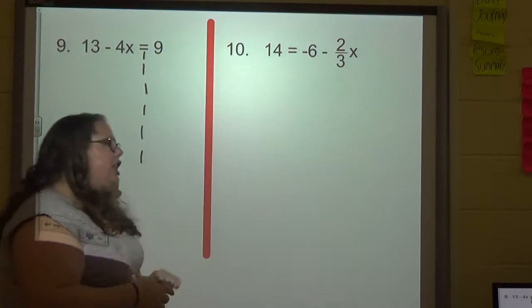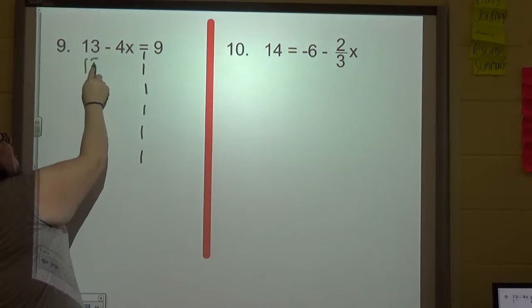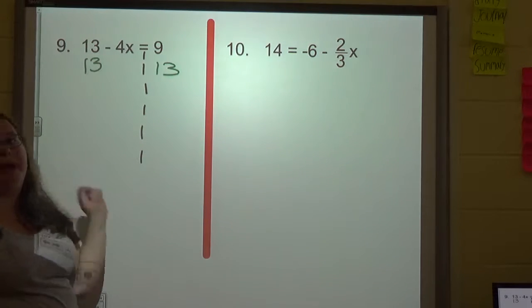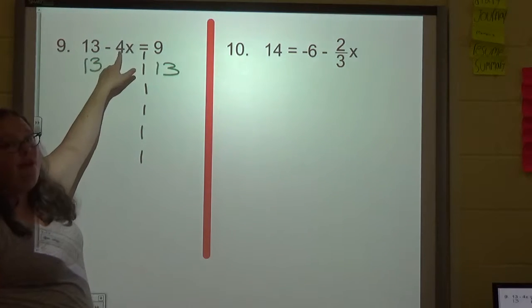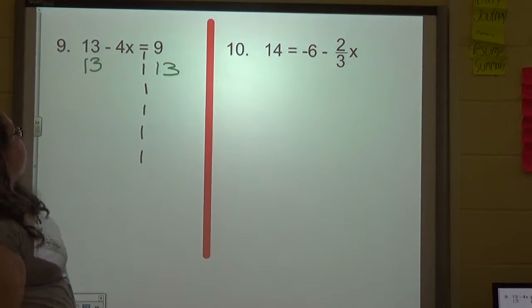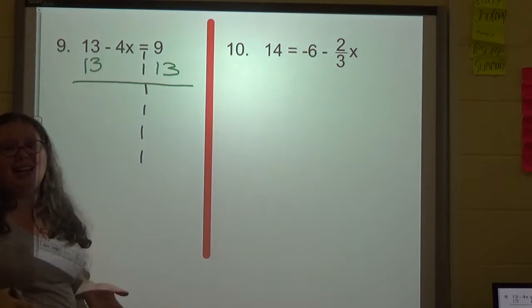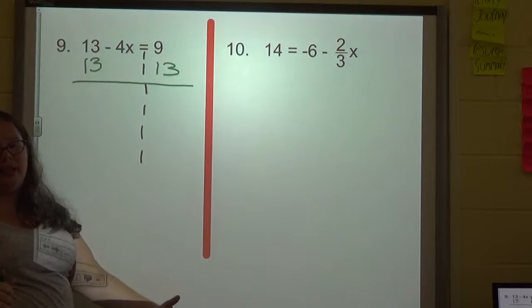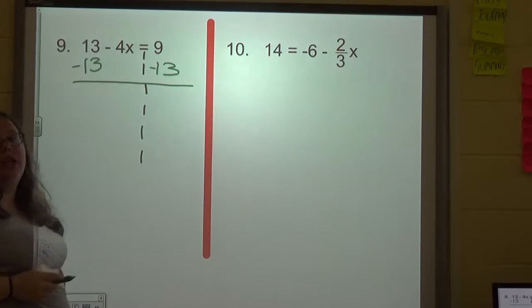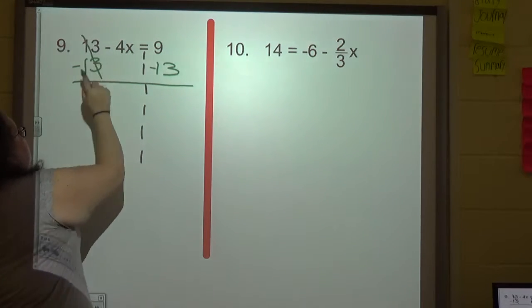Now, I see a lot of students, it's really, really common for them to add 13 because they see this minus. But where is that minus? It's attached to the 4. It's not attached to the 13. Signs are in front. So if you tried to do this, what's 13 and 13? 26, not 0. We need that to cancel to 0. So I need to make it minus 13. Minus 13. Now 13 minus 13 cancels to 0.